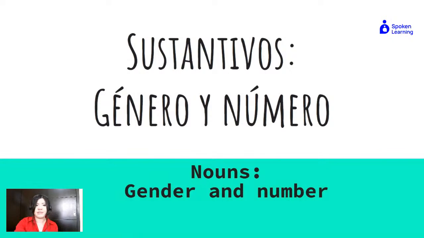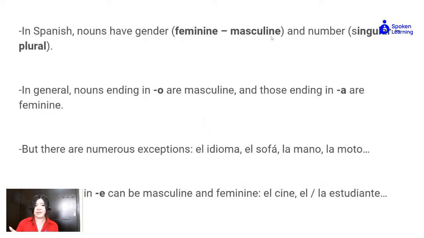¿De qué estamos hablando? Ok, en español los sustantivos tienen género, femenino o masculino, y número, que puede ser singular o plural. Esto en todas las palabras en español. So in Spanish, nouns have gender, feminine and masculine, and numbers, singular and plural. Entonces, los sustantivos en general que terminan con la letra O son masculinos y los que terminan con la letra A son femeninos. So nouns ending in O are masculine and some nouns that end with an A are feminine.